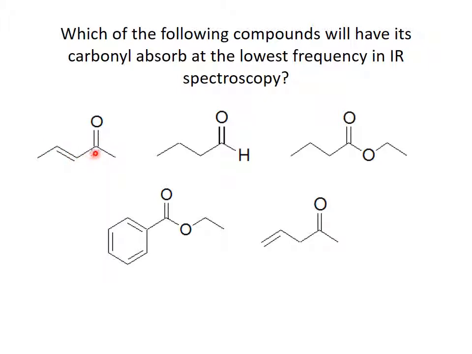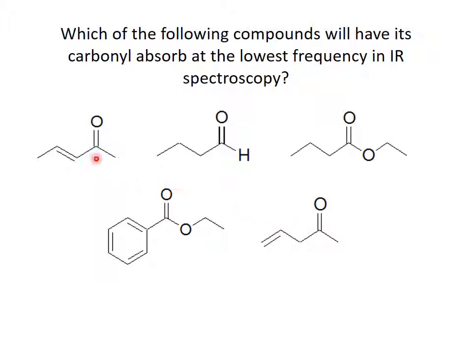Conjugation tends to put a lot of double bond strength between these, what would be considered a single bond there. If it's putting a lot of double bond strength there, this is weakened considerably. So this molecule right here has conjugation with a double bond that really weakens that carbonyl and puts double bond character here. This one is not conjugated.